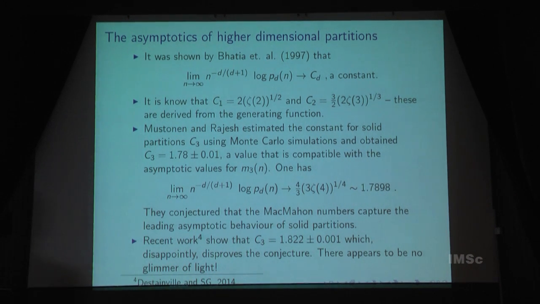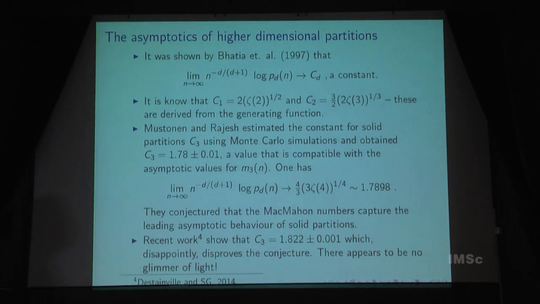So one of the things: the directed compact lattice animals community showed something very nice. Bhatia et al. showed that asymptotically, that means if you take some power of the log of this thing, it goes to a constant. Okay, and because you know the generating function, you can evaluate C1 and C2. Zeta of 2 is pi squared upon 6, but I just want to show some uniformity. So you get C1 and C2, but what about C3?